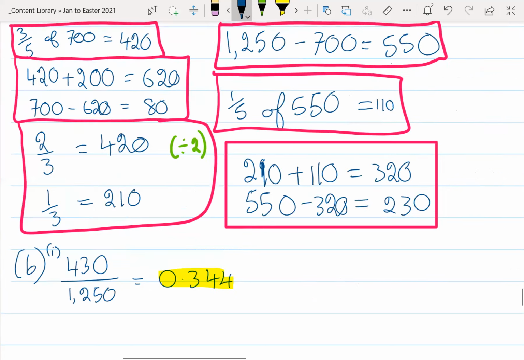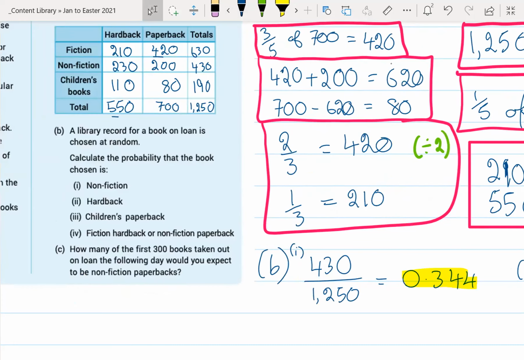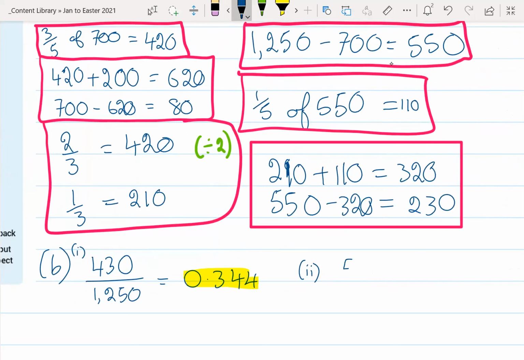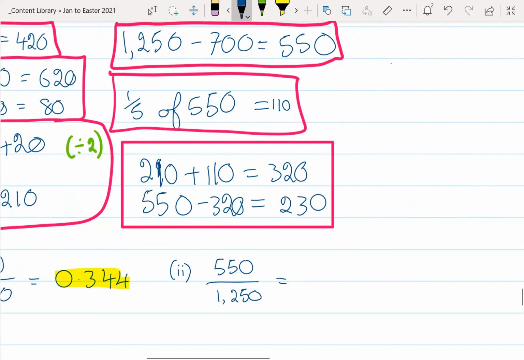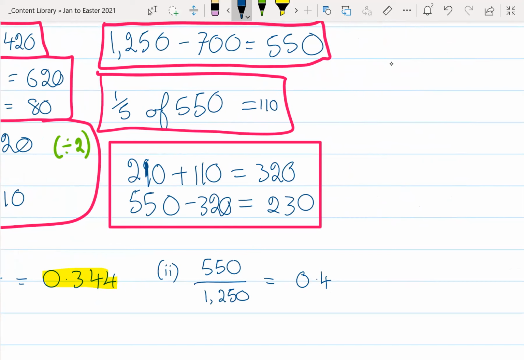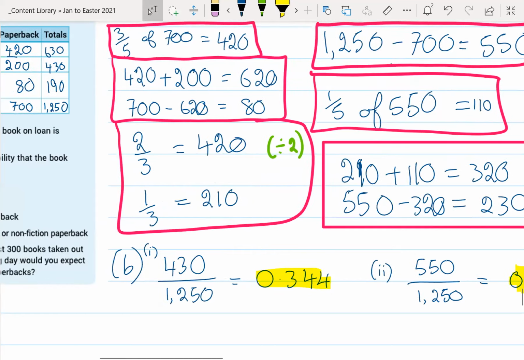Let's do part two over here. Hardback. How many hardbacks were there? There was 550 hardbacks out of the altogether. So that's the top bit over that. So convert that into a decimal. 550 divided by 1250 equals 0.44. Remember, I'm only putting it in decimal form because I know at the back of the book that's the way they have it, just to help you when you're correcting.